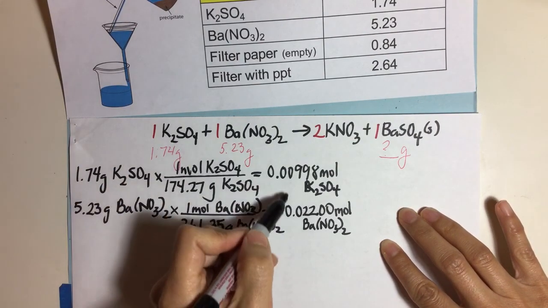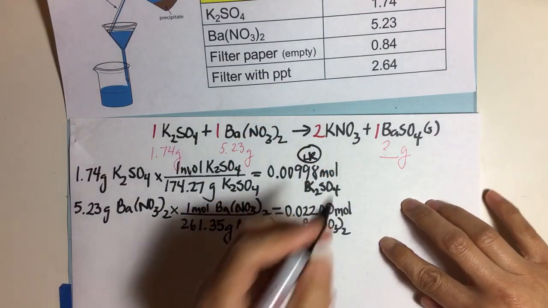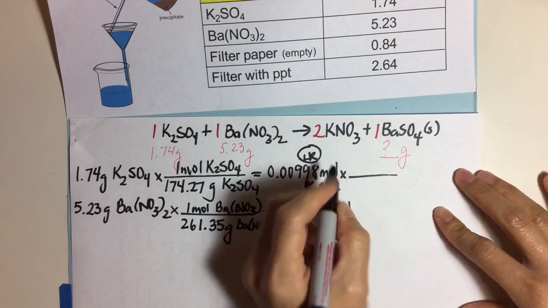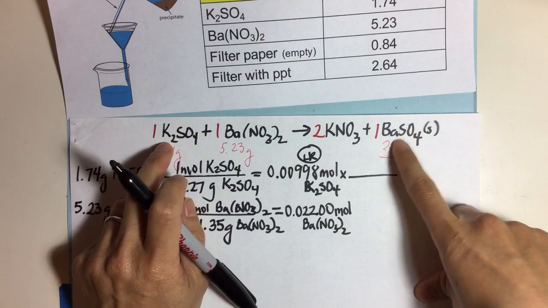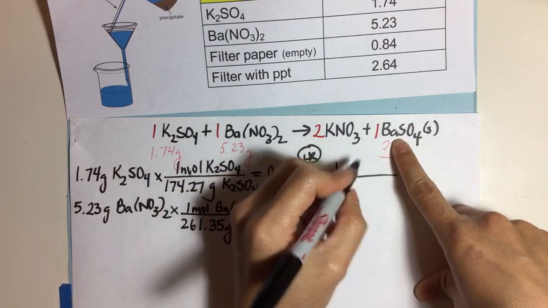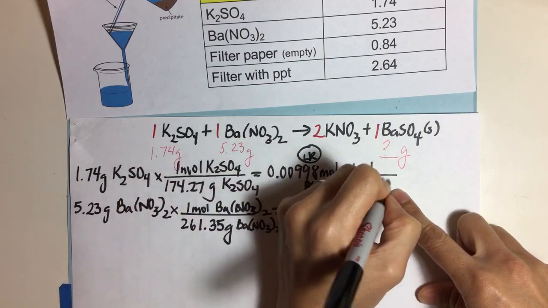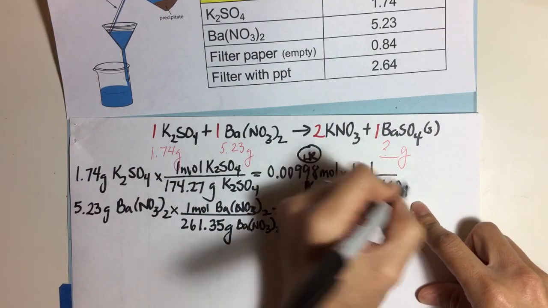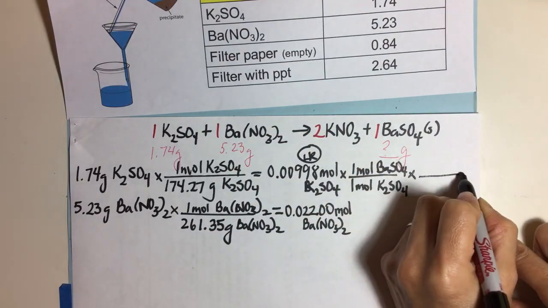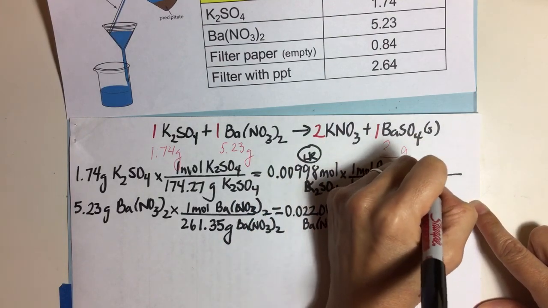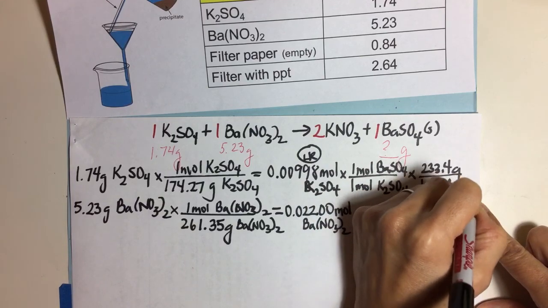So the lesser amount is right here. So here's my LR, circle it just to remind myself. I'm going to use my LR to get to my products. What's the mole ratio between the potassium sulfate and the barium sulfate? So it's a 1-to-1 ratio, lovely ratio. So for every 1 mole of potassium sulfate, there's 1 mole of barium sulfate. And then you convert it all the way to mass. So the molar mass is 233.4 grams for every 1 mole of barium sulfate.